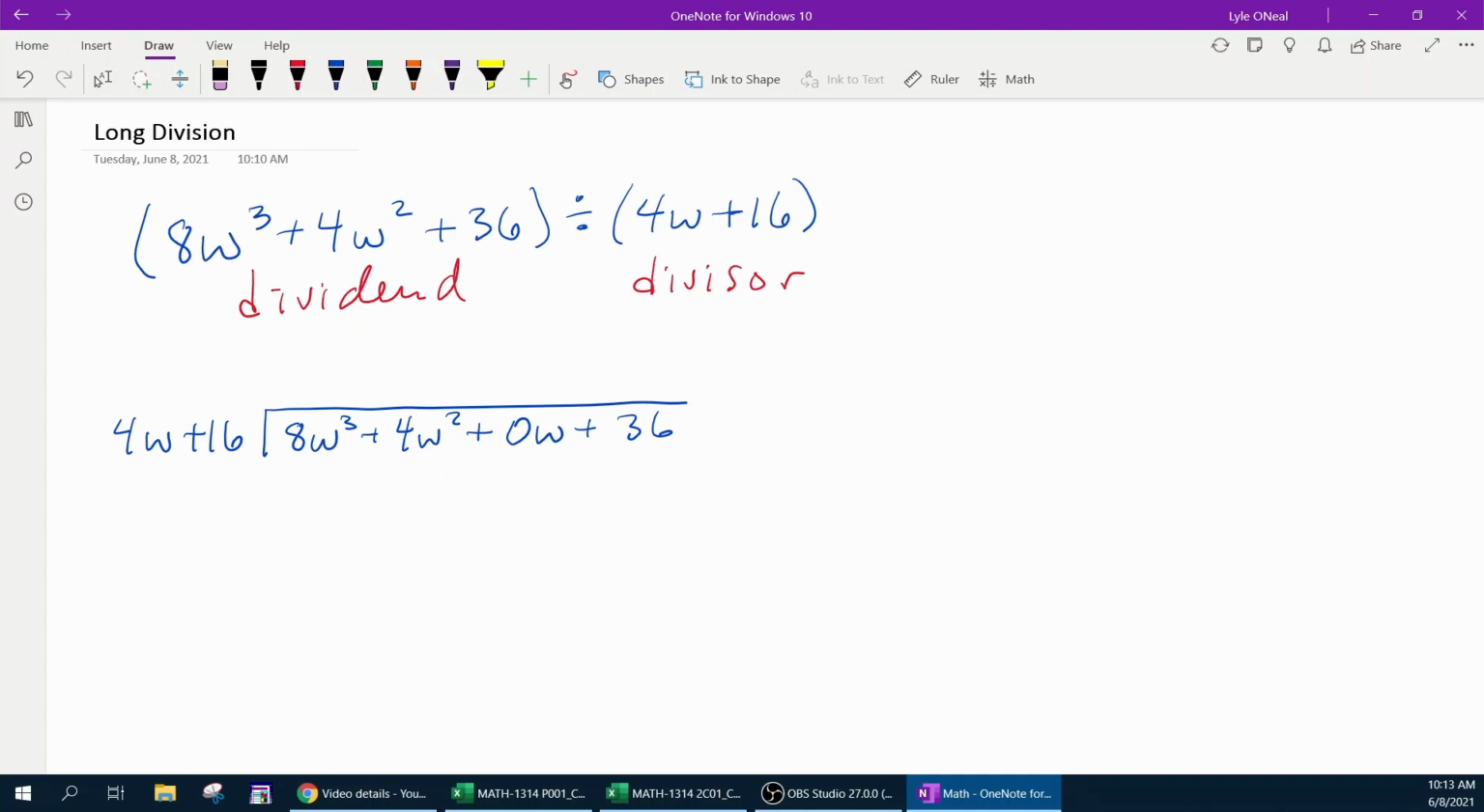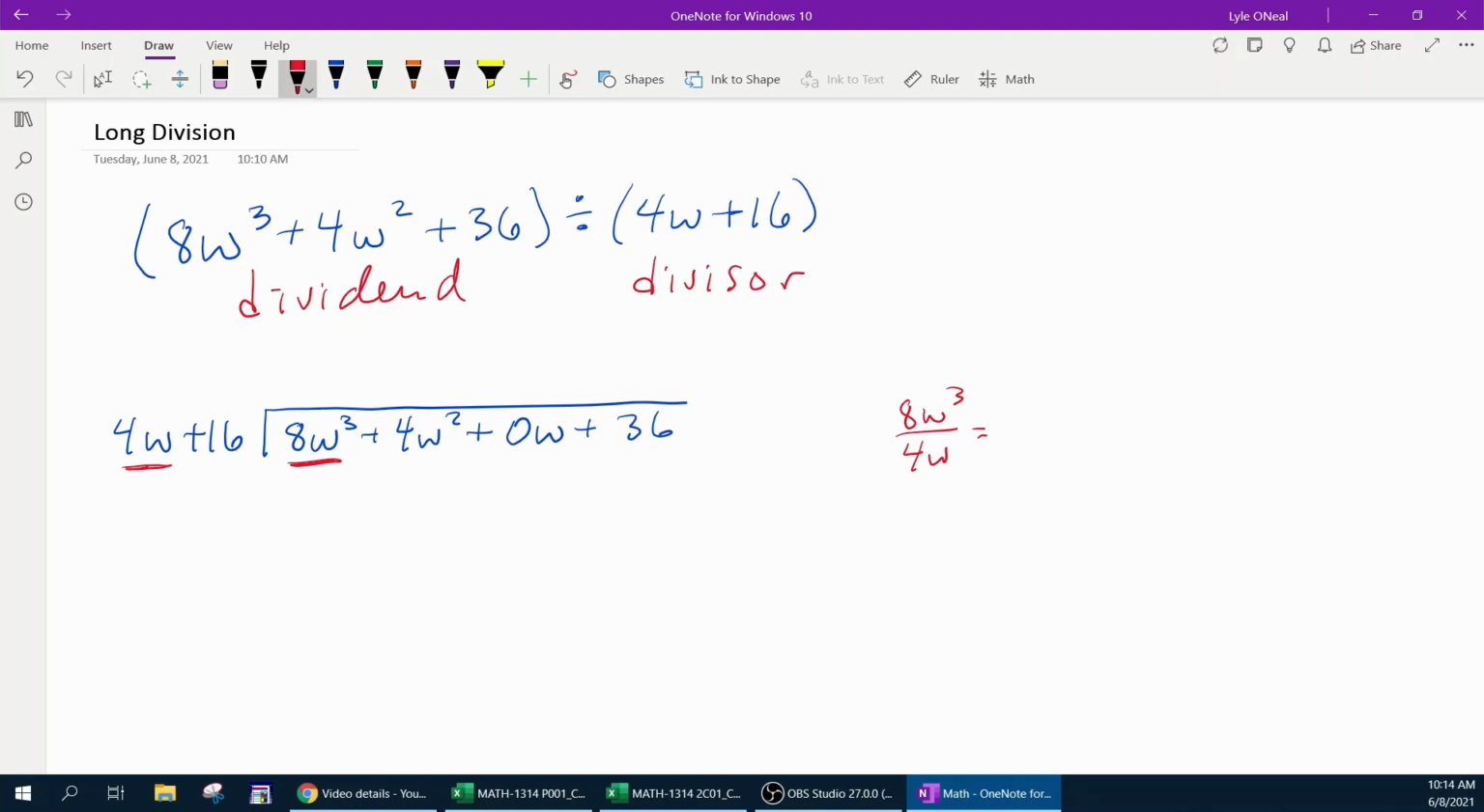And so now we can crank out the long division. So where do we start? Well, we start with the first term, 8w to the third, and we need to divide that by the first term of the divisor. So we're going to come over here to the side, and we're going to divide 8w to the third by 4w. Whatever that works out to be is going to be the first term of the quotient. The quotient is what's going to appear above the line up here. In other words, the quotient is the answer.